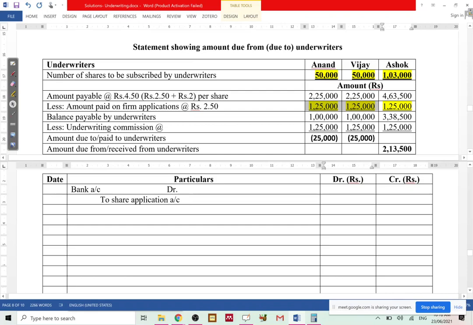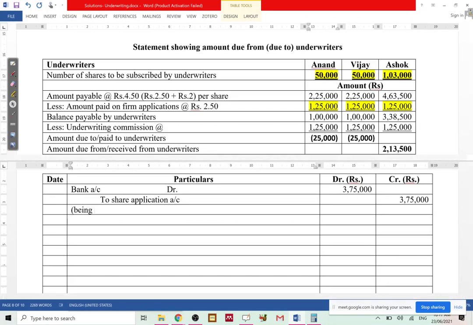Now how much is the amount? 1,25,000 plus 1,25,000 plus 1,25,000. That means all the three underwriters' money has come in because they have applied for the firm applications. Correct? So, this total comes to 3,75,000. Alright, and credit also 3,75,000. Is that fine? Let's write a short narration.